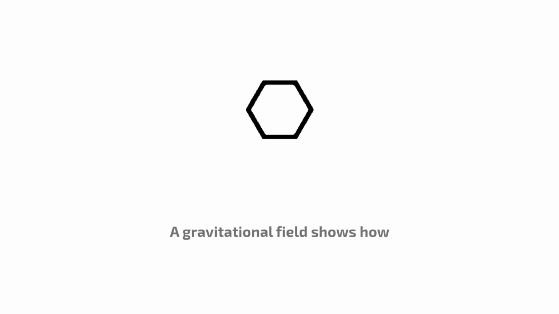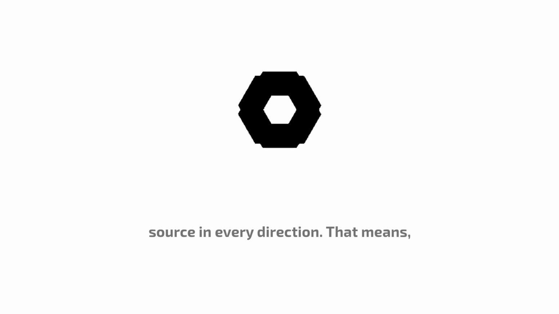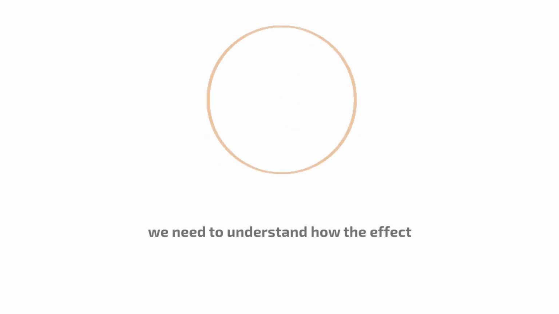A gravitational field shows how mass pulls on space. An electric field shows how charge influences space. These fields often spread out from a source in every direction. That means we need to understand how the effect spreads over the space.